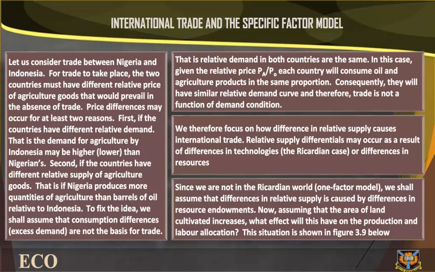Relative supply differentials may occur as a result of differences in technologies, the Ricardian case, or differences in resources. Since we are not in the Ricardian world, one-factor model, we shall assume that differences in relative supply is caused by differences in resource endowment. Now, assuming that the area of land cultivated increases, what effect will this have on the production and labor allocation? This situation is shown in figure 3.9 below.